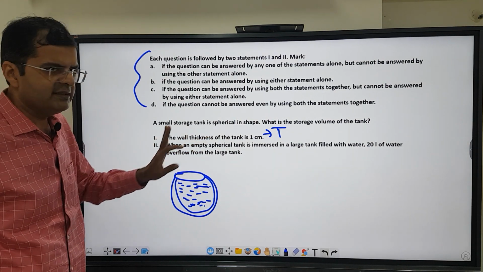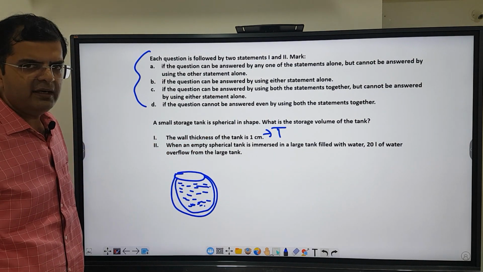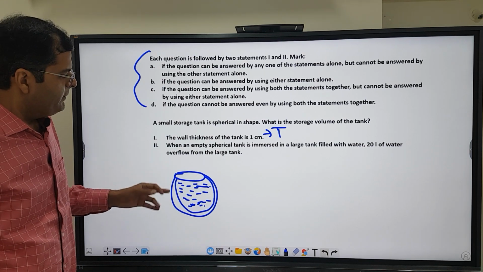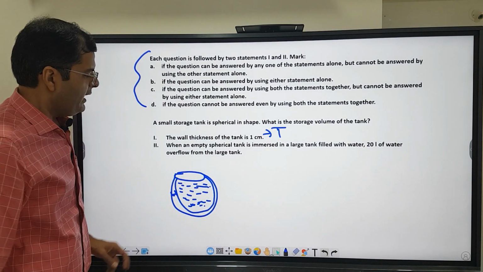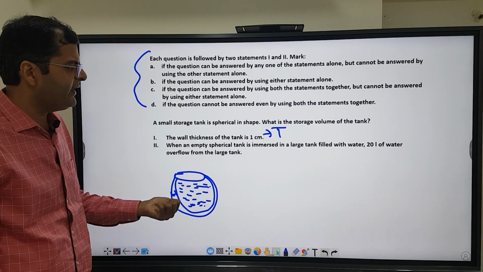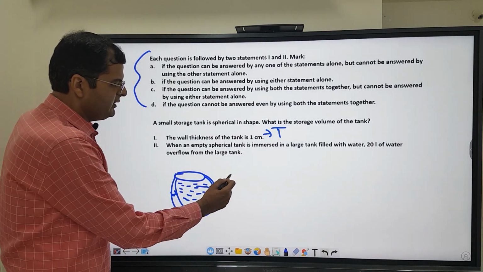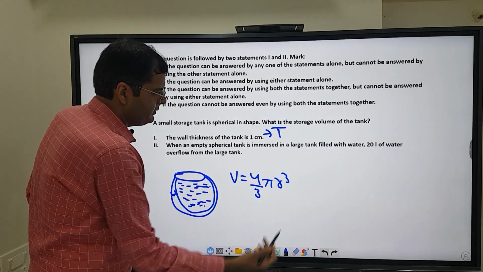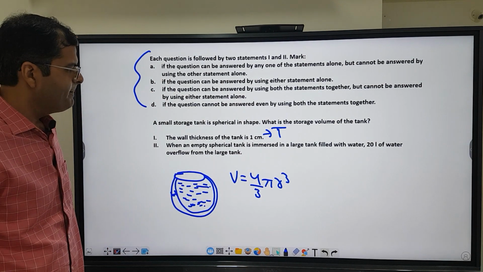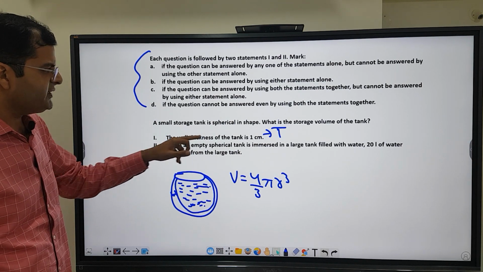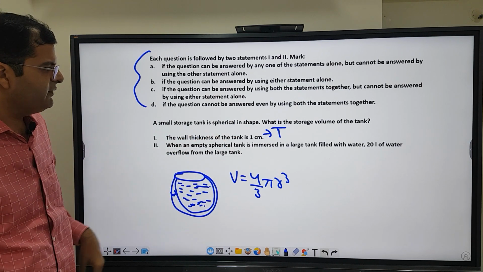I know the thickness, so it doesn't help me find the internal volume of the tank, because I need the radius as well. If I know the internal radius, then I can find the volume, because for a sphere the volume is 4 by 3 pi r cube, where r is the radius. The first statement is not giving me the internal radius, so I can't find it out.